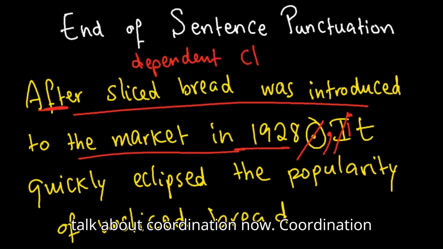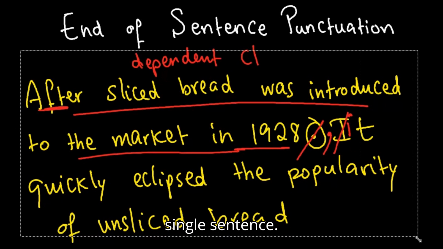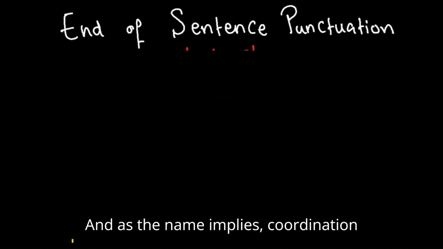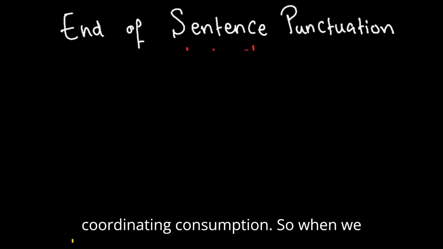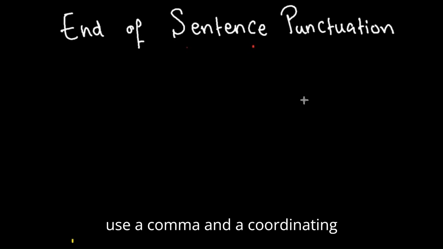Let's talk about coordination now. Coordination involves the linking of 2 independent clauses within one single sentence. And as the name implies, coordination means that we're going to use a coordinating conjunction. So when we coordinate 2 clauses, we're going to use a comma and a coordinating conjunction.